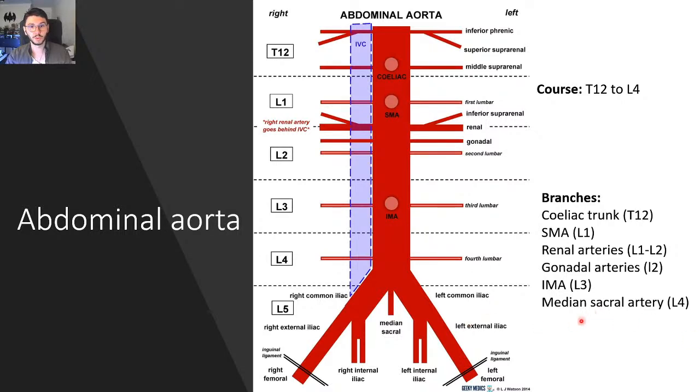We then go on to the median sacral artery, which sort of sticks at the bottom, and this supplies the coccyx, the lumbar vertebrae, and the sacrum. We also have lumbar arteries, which start from L1 all the way to L4, and they supply the abdominal wall and the spinal cord. And lastly, we have the bifurcation at L4, the right iliac and left iliac, and they go into the right external and right internal, left internal and left external. And at the inguinal ligament, at the hips, it becomes the right femoral artery.